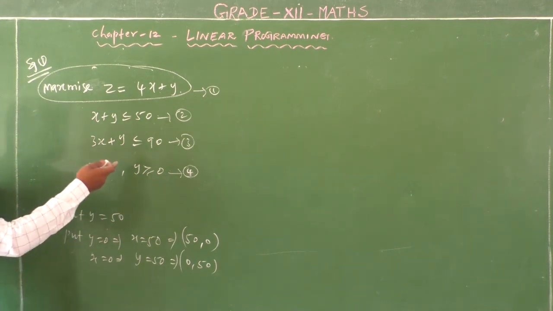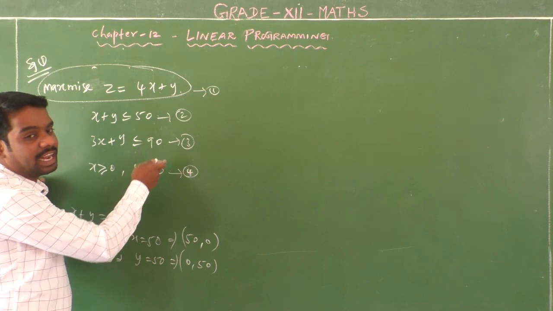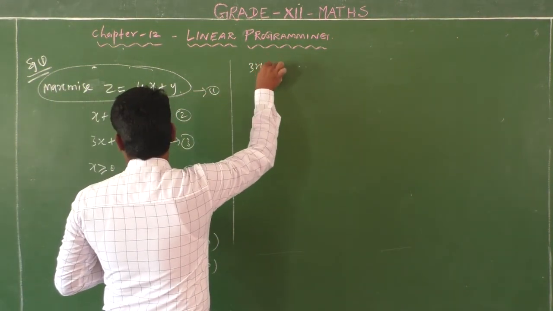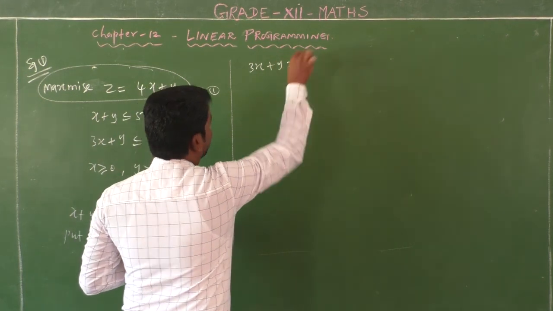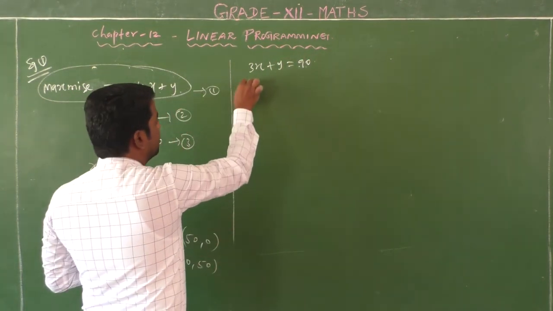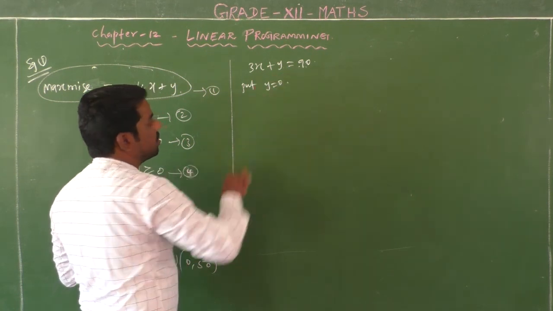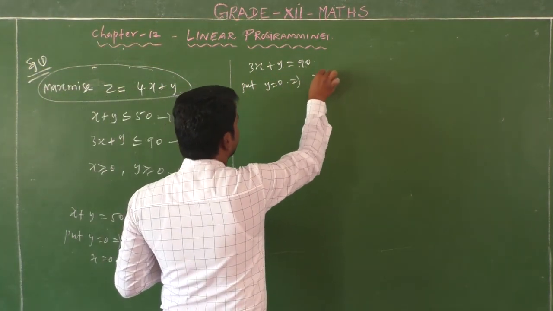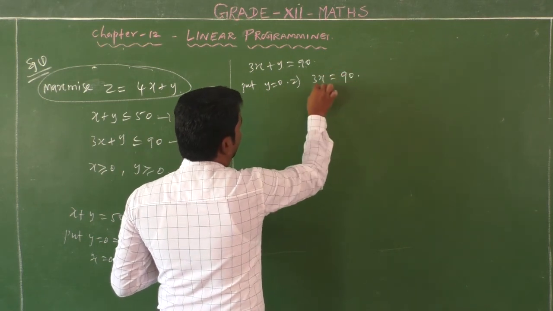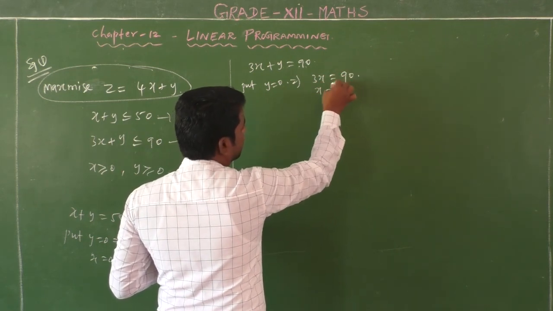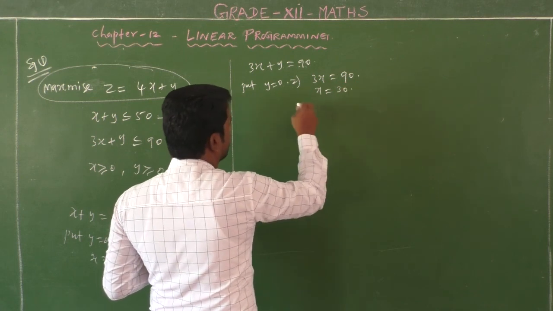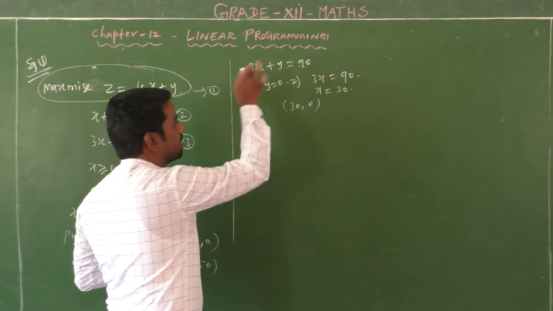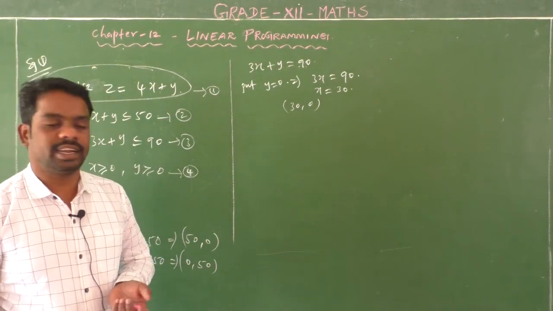And the second equation, 3x plus y is less than or equal to 90, is an inequality. Let us consider the equation 3x plus y equal to 90. Put y equal to 0, for the x-intercept. So 3x equal to 90 and x is equal to 90 by 3, 30. So the required point is 30, 0. This is the coordinate point of this line, 3x plus y equal to 90.